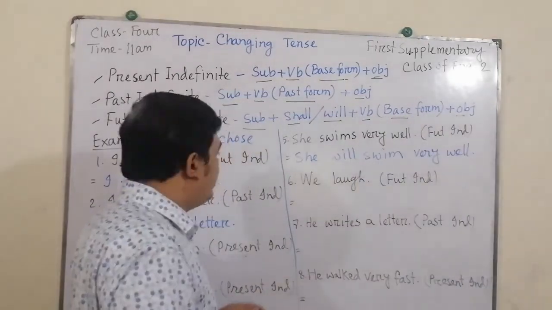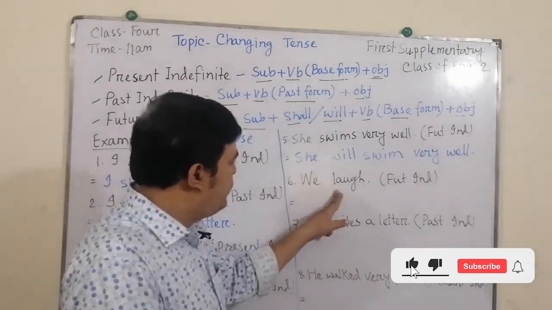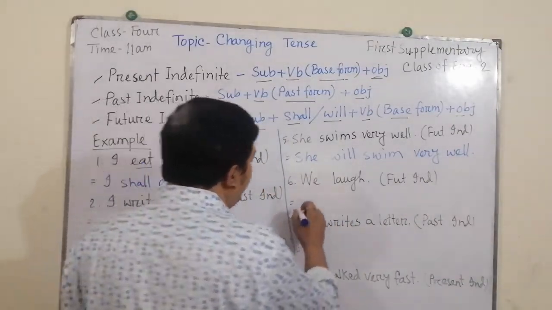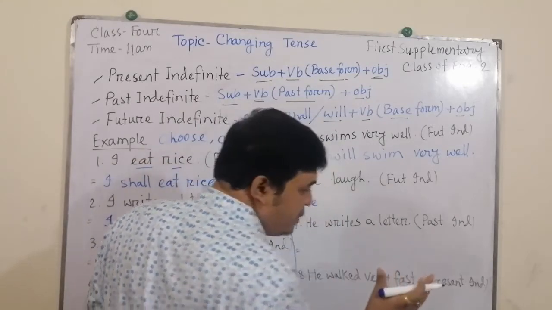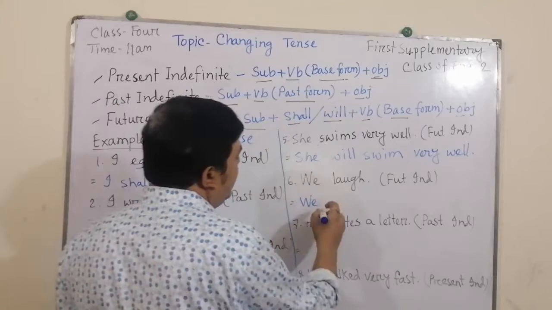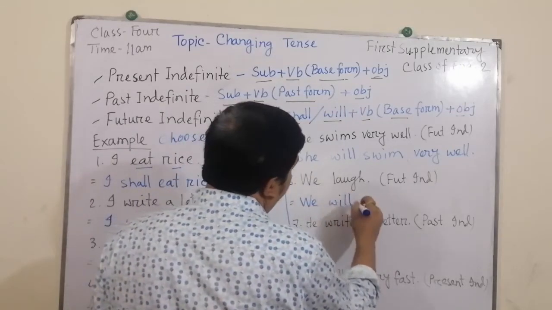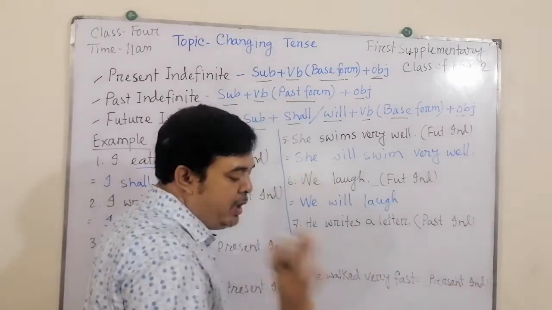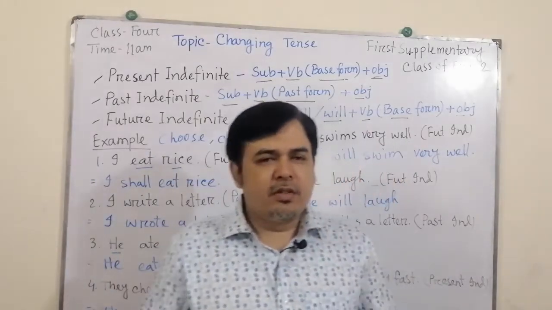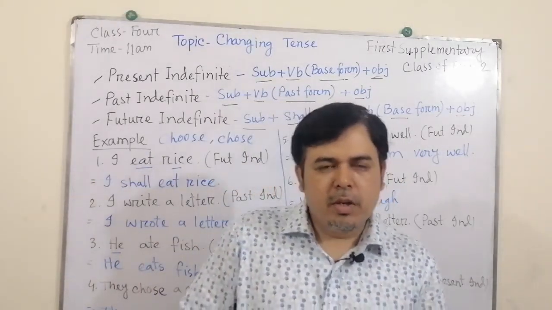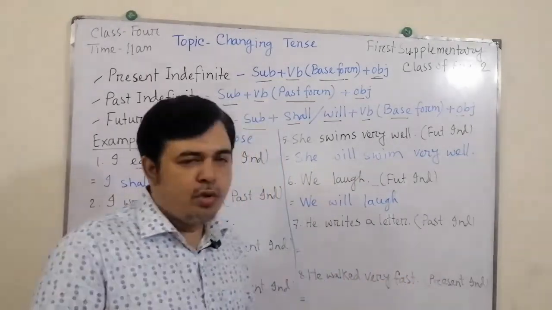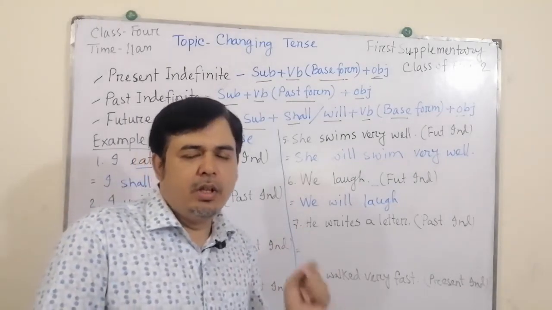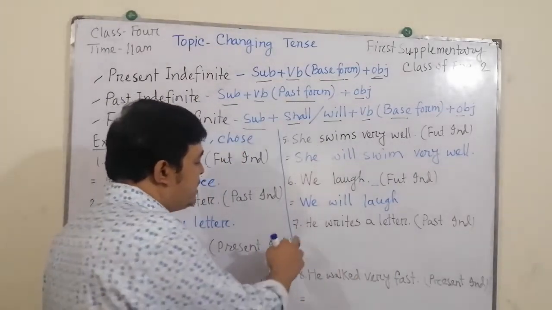Okay, so what's the next one? Number 6, we laugh, we have to make it future indefinite. So what should we do? We take the subject we, then we have to take shall or will, we take will, we will, and the verb is laugh. And there is no object, no problem if there is no object. You will not give any object, that's all. You need not be worried about why there is no object. There may not be any object, but you will do the work as per the rule.